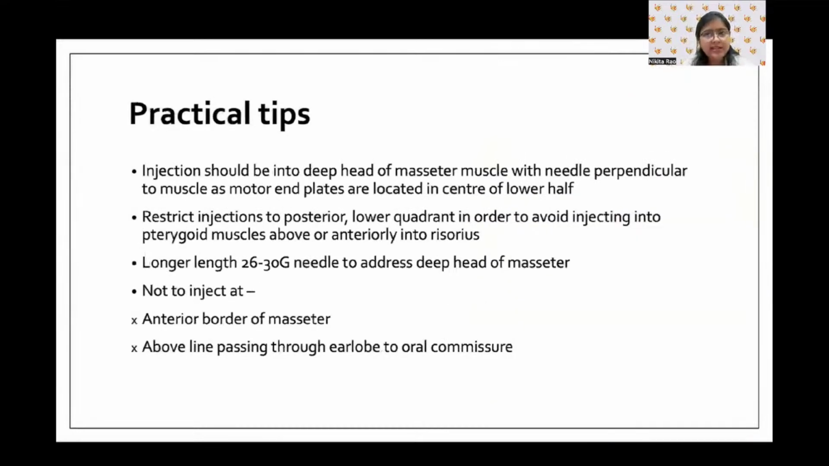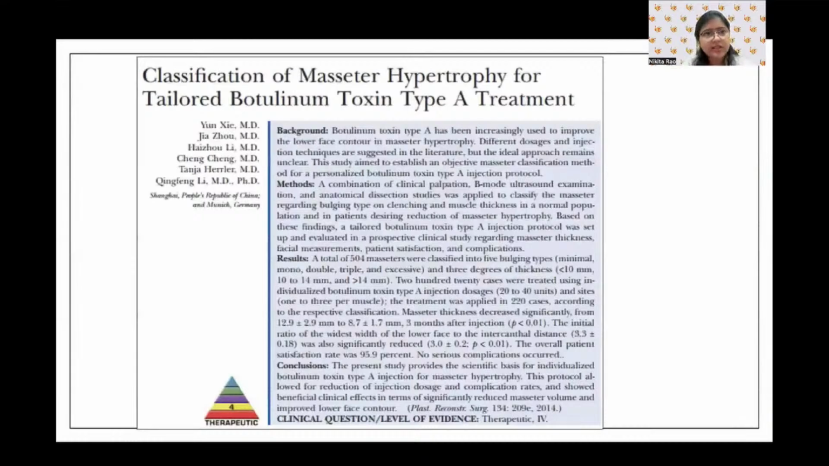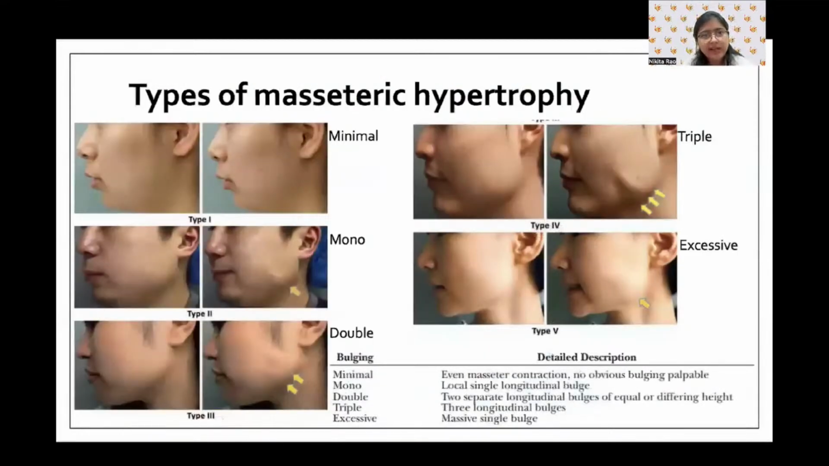Now, since the deep head is the place where the motor end plates are located, that is where we have to inject, and we have to use longer length 26 to 30 G needles to address this deep head. She et al. had classified masseteric hypertrophy to tailor the botulinum toxin treatment, and they had classified it into 5 types, 1 being minimal and type 5 being excessive, that is having a massive single bulge.